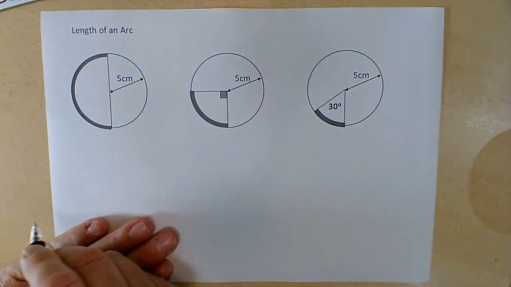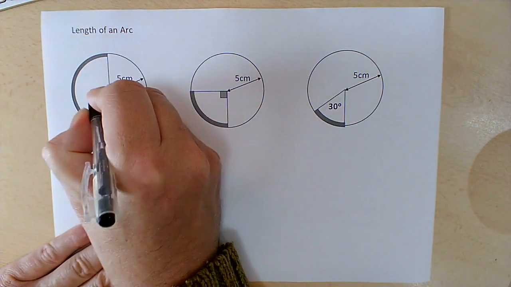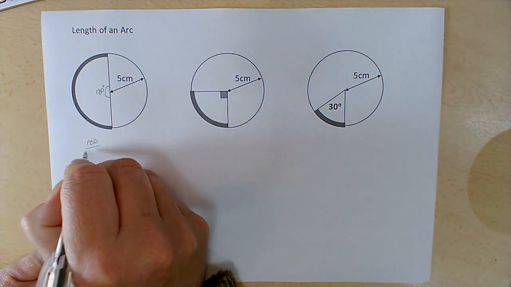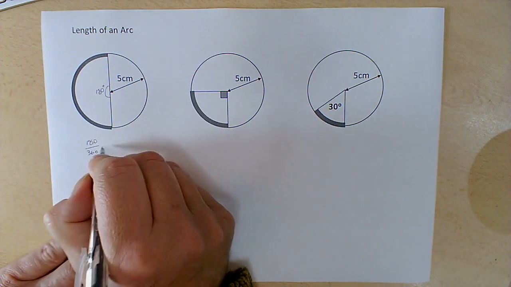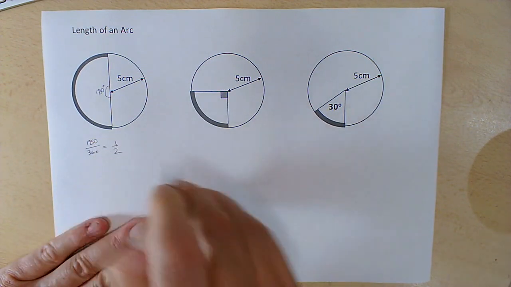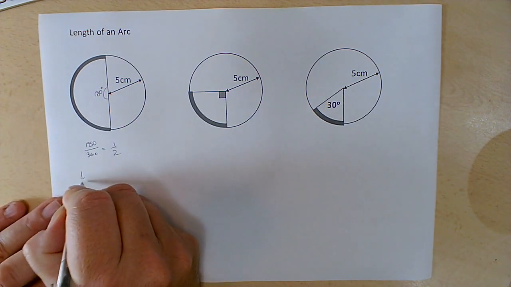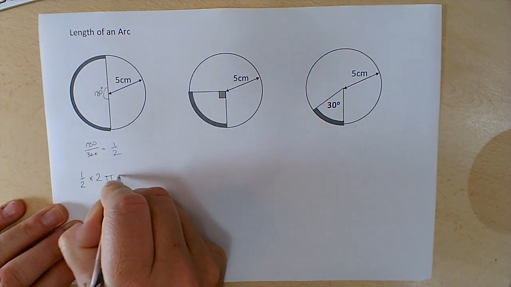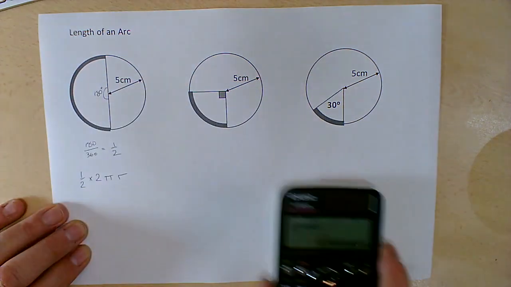So again, let's look at this first one. This is 180 degrees. So 180 degrees divided by 360 degrees for the whole circle to get our proportion is a half. So this is going to be a half times 2 pi r. 2 pi r is the circumference of the whole circle.